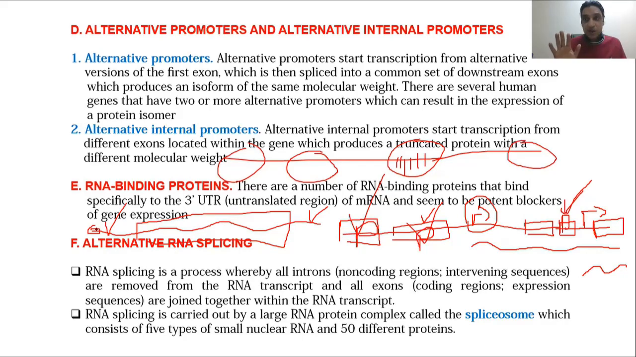But once it is transcribed, it becomes messenger RNA. Still, nature holds its control. Nature holds a way to control the expression even after the messenger RNA is created. Why? With the help of RNA binding proteins. It can be present on the untranslated region and can downregulate the function even after the creation of messenger RNA. Yes.